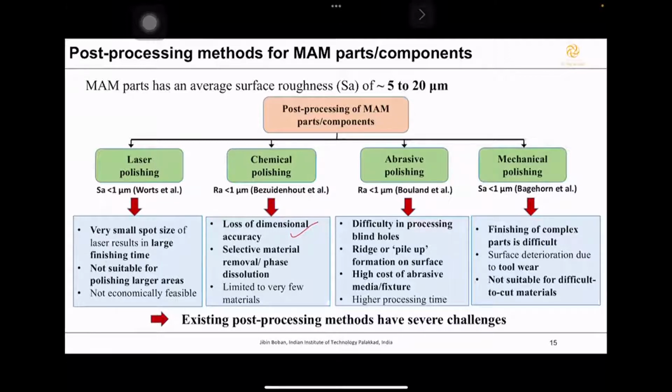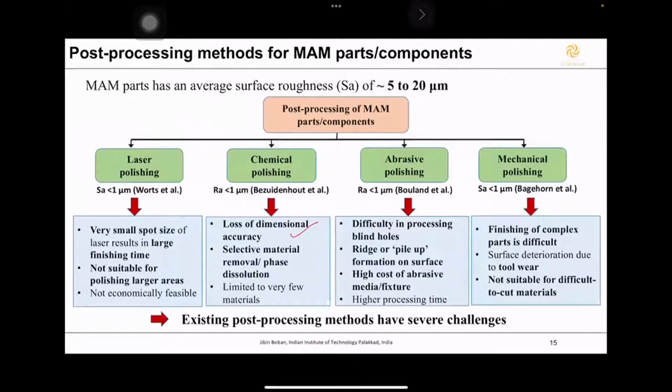The third one is abrasive polishing. It is very difficult to process internal channels, components or holes, because these abrasives will go and sit inside. If you do some internal channels, they will stick to the internal channel, causing further roughness on the surface. There is also the high cost of abrasive media. These are SiC, or for finer finishes, you use CBN or diamond powders, diamond abrasives. So these are again expensive.